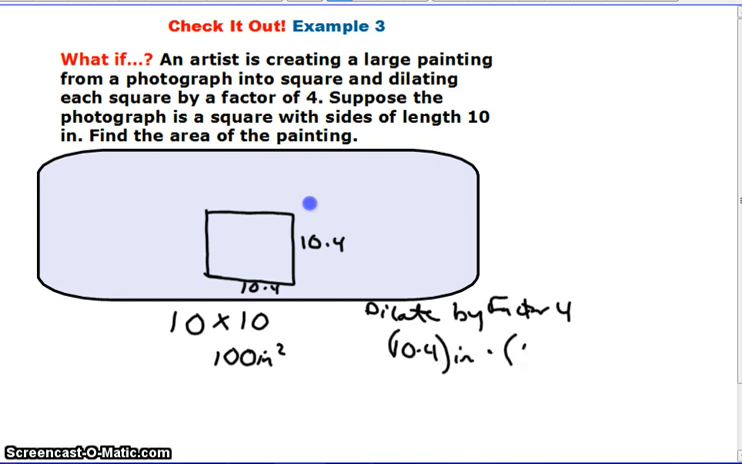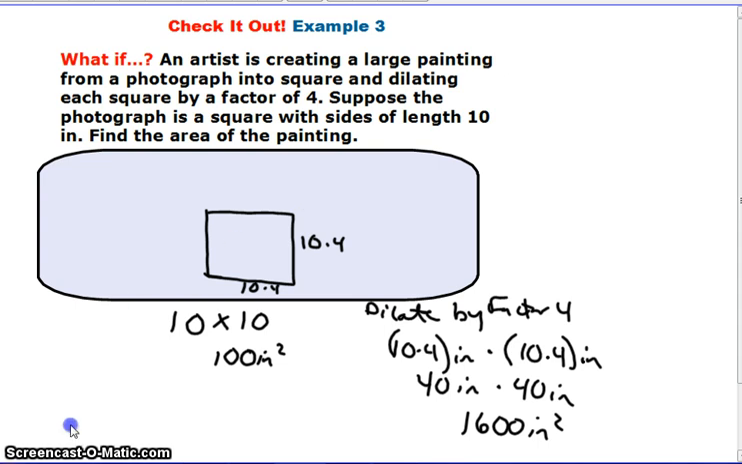So we'll end up with 10 times 4 inches times 10 times 4 inches, which is 40 inches times 40 inches, which I'm sure you know is 1,600 inches squared. So we went from a 100 square inch photograph to a 1,600 square inch photograph by dilating each side. When you square the sides in an area, you end up having a dramatic effect on the area, don't you? When you square those dimensions.